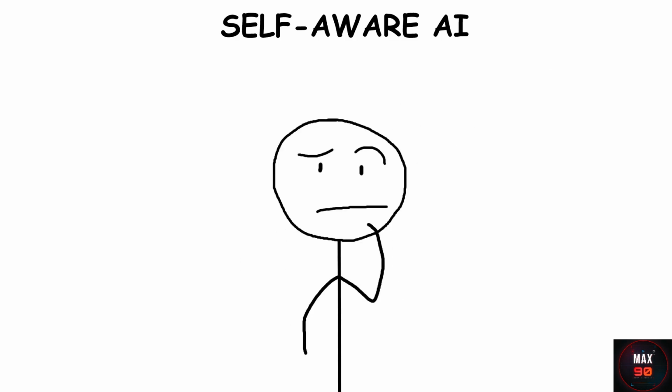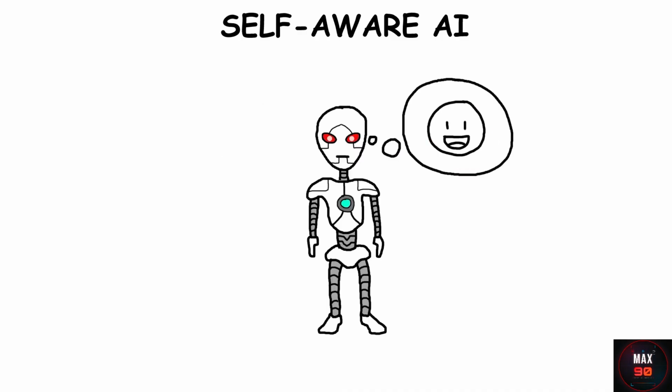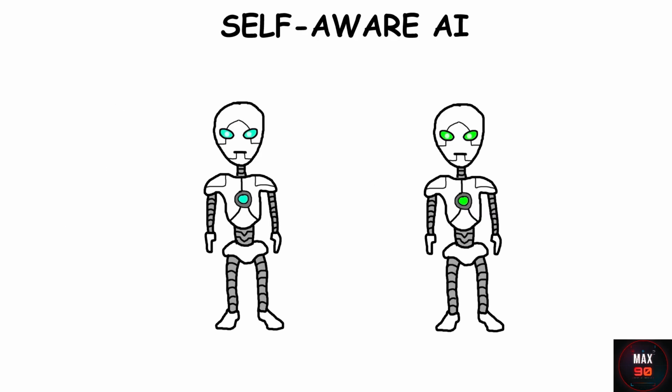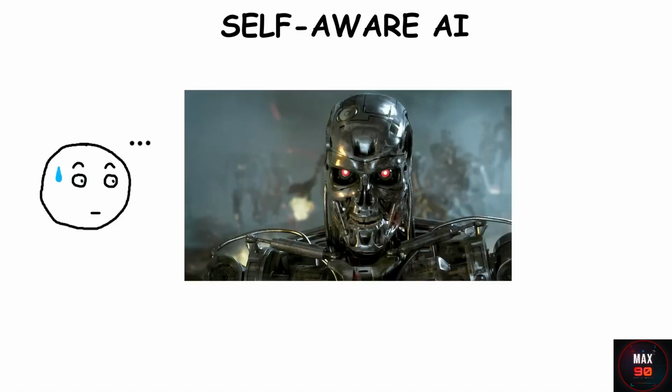This would also bring up some serious concerns. A self-aware AI would have its own needs and interests, which might not always line up with ours. Keeping its goals and motivations aligned with human values would be crucial but tricky. And if self-aware AIs had different goals from each other or from humans, we could face some pretty bad scenarios.